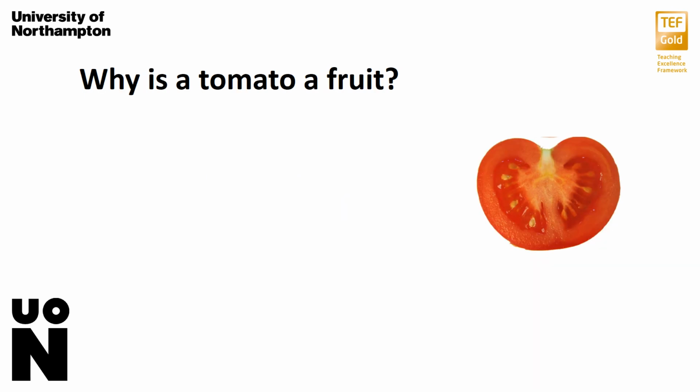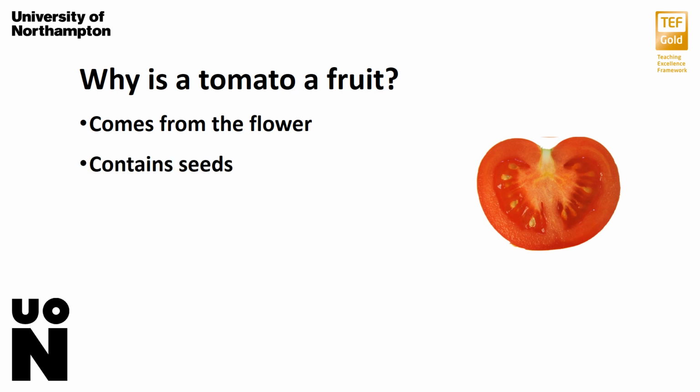So we start with that question about why is a tomato a fruit? And there's a couple of reasons why a tomato is a fruit. Firstly, it comes from the flower. Tomatoes are formed from the flowers of the tomato plant. And secondly, the tomato contains seeds. So something which is formed from the flower in a flowering plant and contains seeds is a fruit. And that's really where we move from simply knowing the fact that a tomato is a fruit to actually understanding why. And this is where we get into that idea of comprehension, and comprehension being to understand.